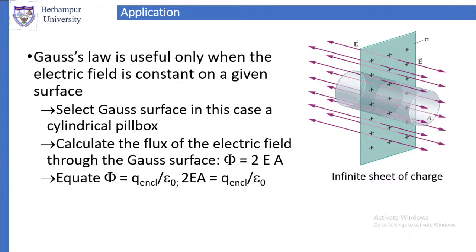Now equate that. So phi is equal to charge enclosed divided by epsilon 0. Now phi is equal to 2EA.